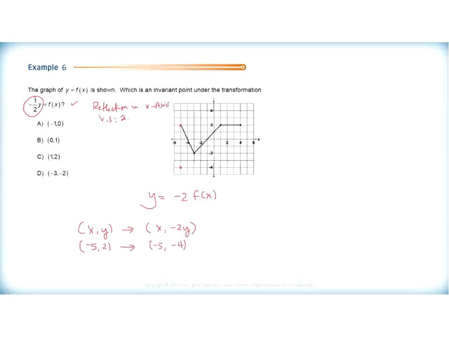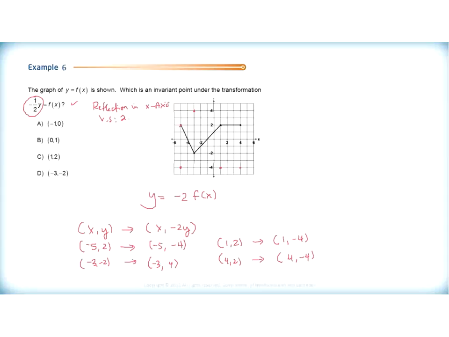Let's plug in the point (-3, -2). That will give us (-3, 4). (-3, 4) is a point on my graph. Let's take this point right here, located at (1, 2). Plug that into my mapping rule. I'll get (1, -4). And finally, let's take the point (4, 2) and plug it into your mapping rule. You'll get (4, -4).